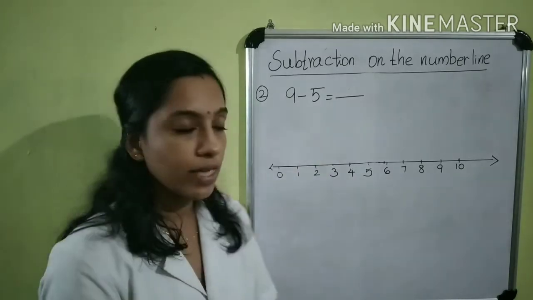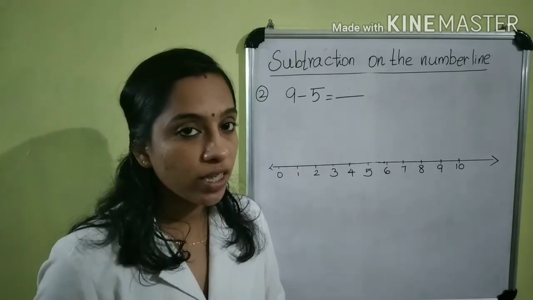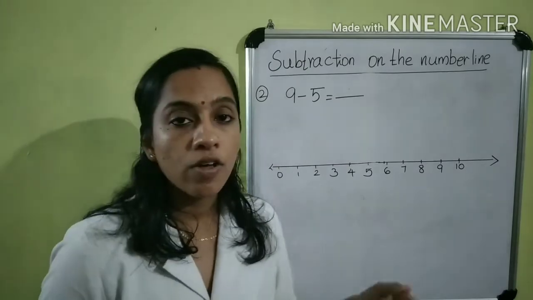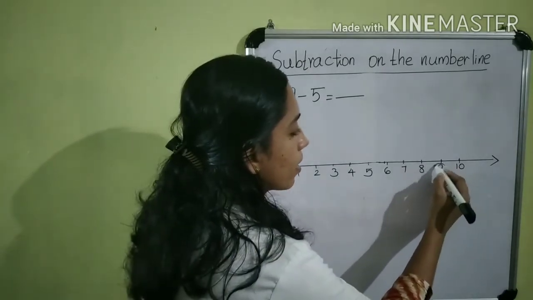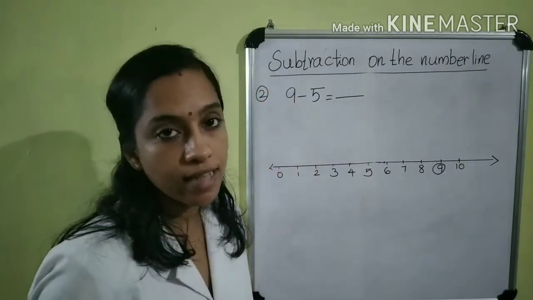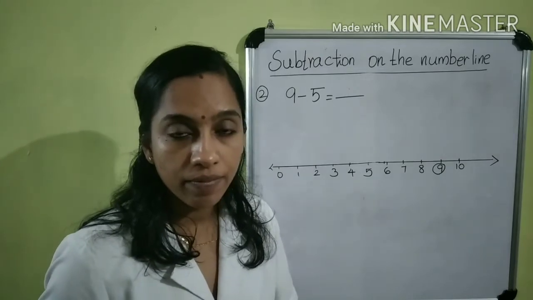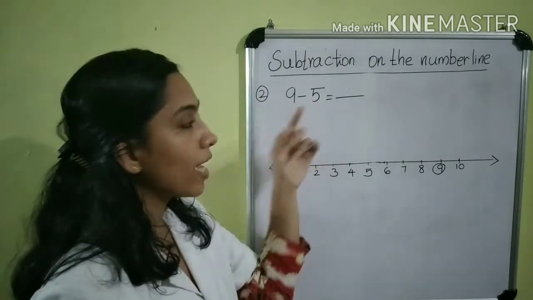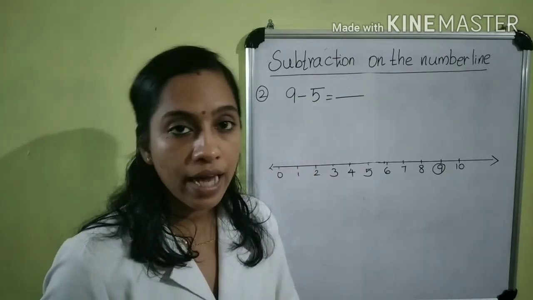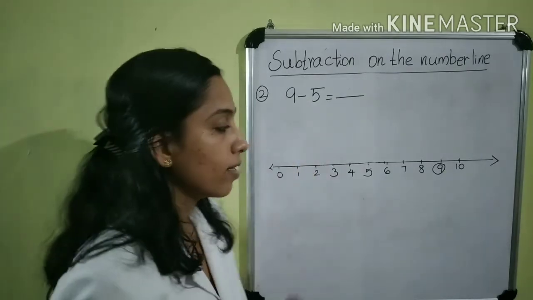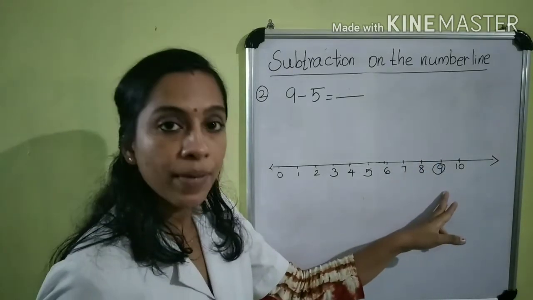Let us listen to one more example. Here our question is 9 minus 5 is equal to dash. Then tell me children, from which number will we start? Yes, from 9 we can start. Then how many gems will we need? We need 5 gems because we have to subtract 5 from 9. Let us start, which means we have to draw 5 gems from 9.